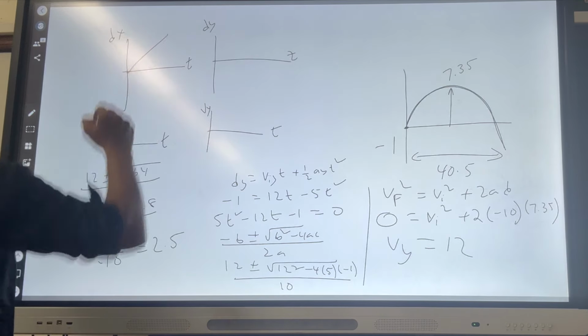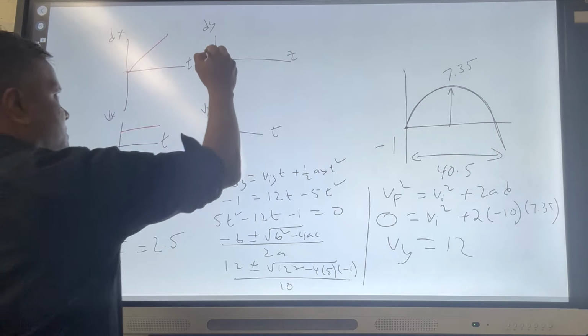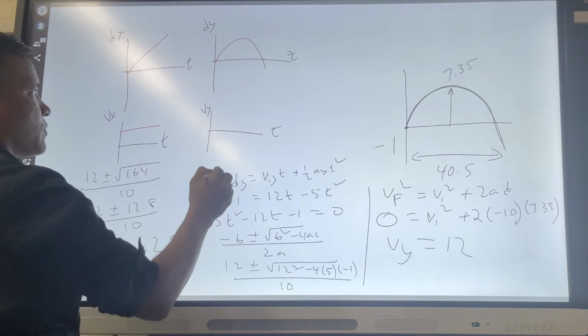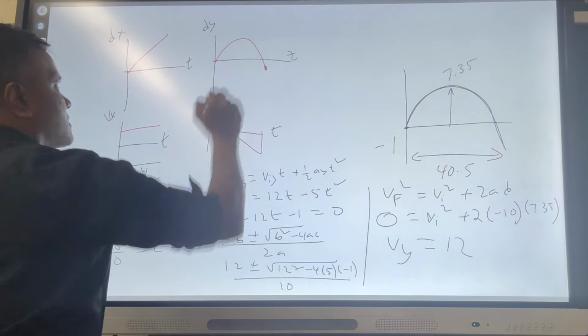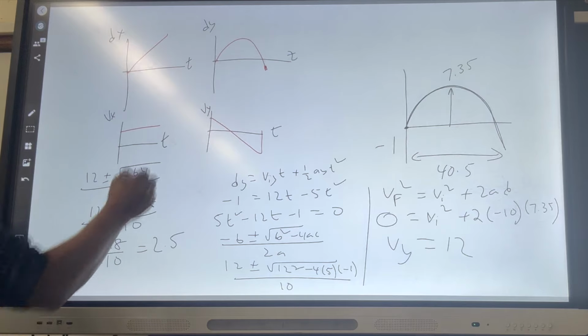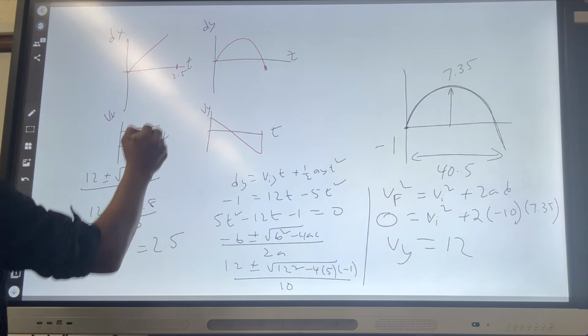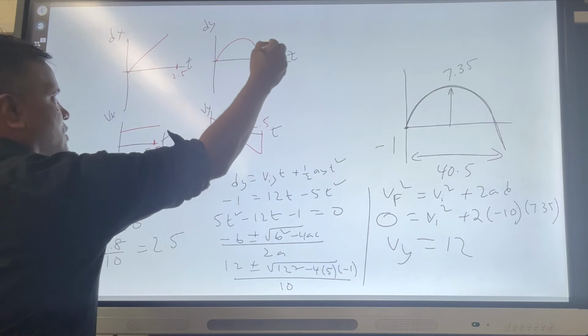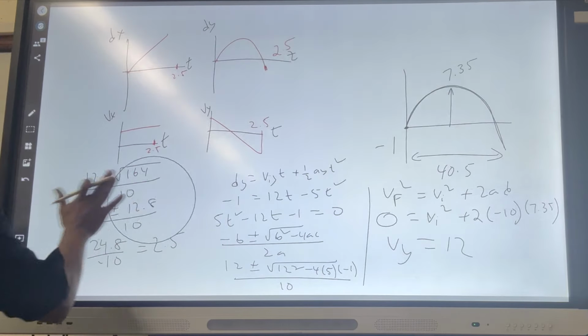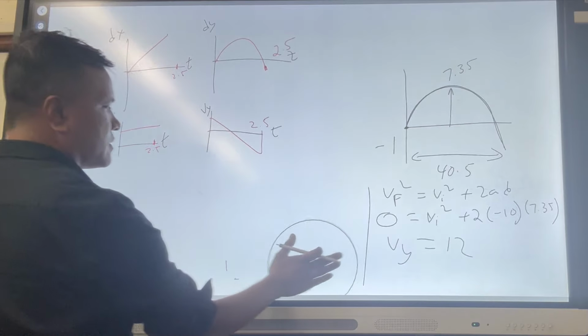So once you have time, you have everything, because you know how dx looks like, how vx looks like, how dy looks like, how vy looks like. You know everything. So now, what is the time? Time is 2.5. Okay, good. Once you know time, you know everything.